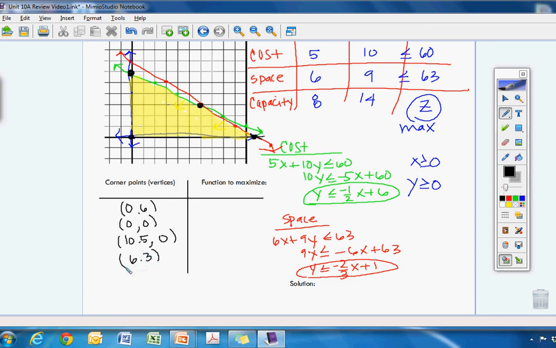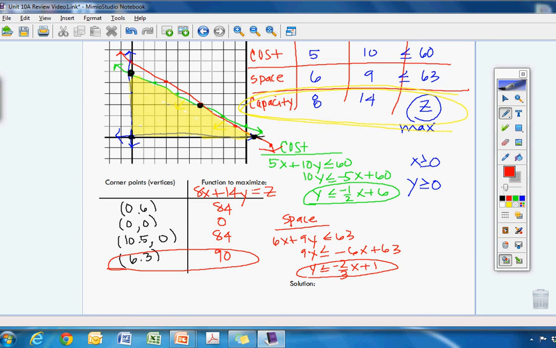Okay, so now we need to plug this into a maximum function, and since we're missing information, this is our objective function. It is 8x plus 14y equals z. So we're going to plug these in. 6 times 14, so we get 84. 0, 10.5 times 8, that's going to give us another 84. 6 times 8 and 3 times 14, that's going to give me a total of 90. So here is my maximum number.